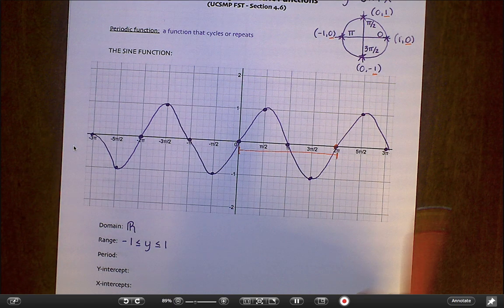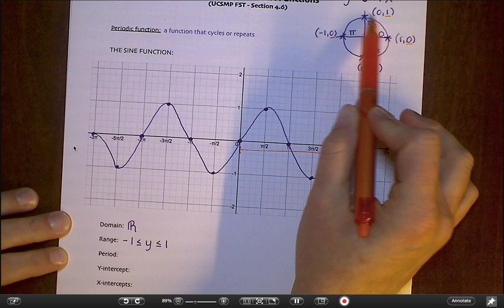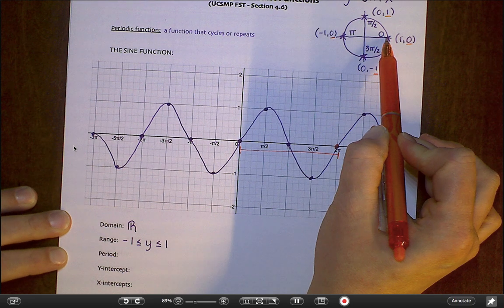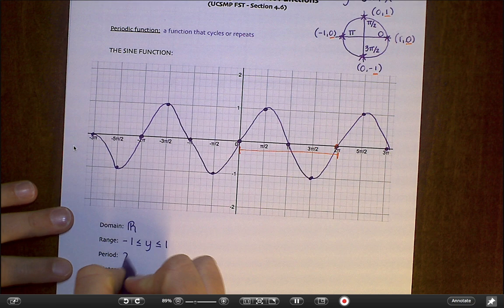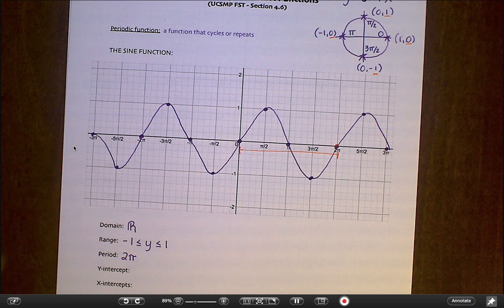That's what the period is: how much of the graph do I need to repeat the cycle over and over. And that should make perfect sense to you because it takes a rotation of 2 pi to get back to the beginning on the unit circle. Okay, so it should make perfect sense that the period is 2 pi because that's how long it takes the sine values to start repeating.